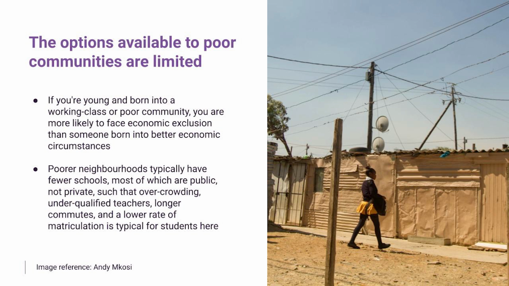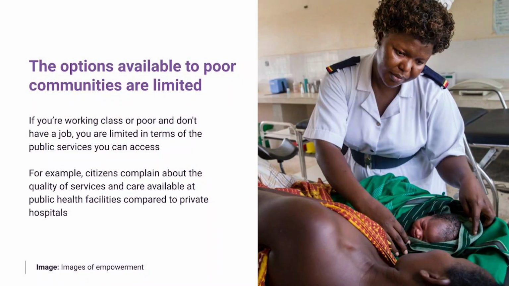And the schools that your children will go to will be overcrowded, the teachers will be underqualified, and the likelihood of them actually completing high school is relatively low. And also, if you need access to public health facilities, you can have that access, but the quality of service that you will get will be significantly lower than if you live in a suburb and have access to private healthcare. And the third factor, which is often not captured by the statistics and by the data and the maps, is something more intangible.